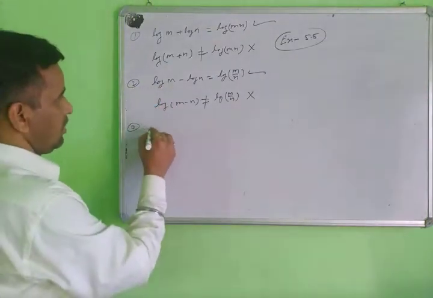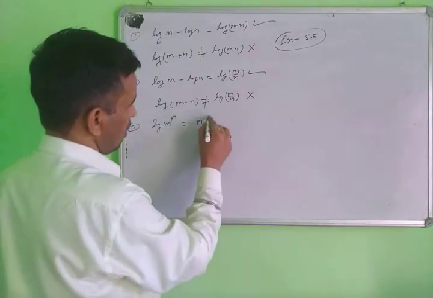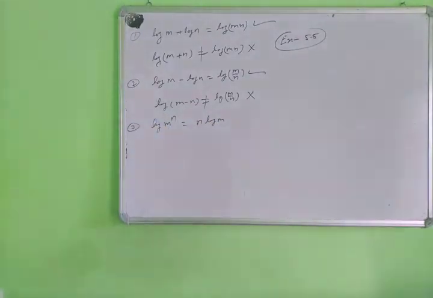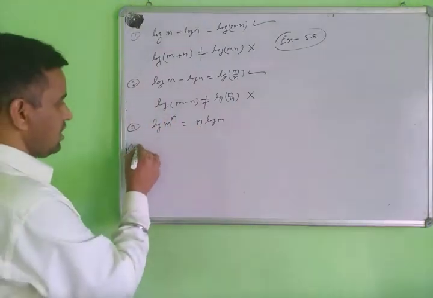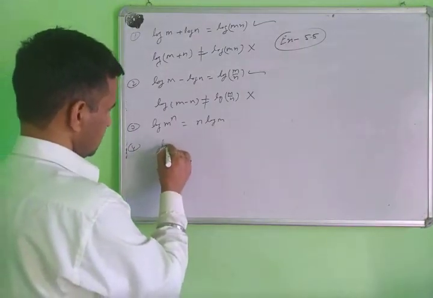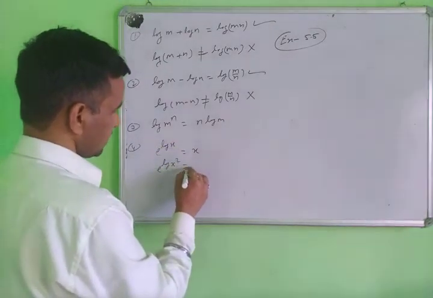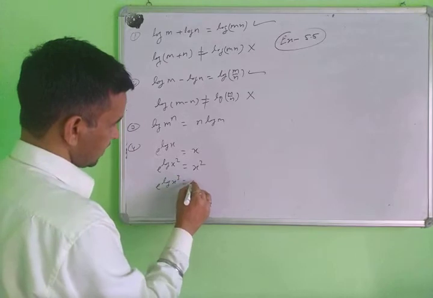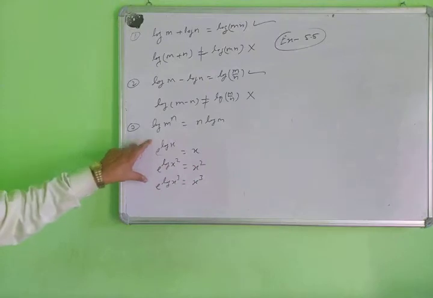Third, log of m whole power n, you can write as n log m. This power is converted into a multiplier. This n comes in this form. Fourth, sometimes, suppose you write log base e of e to the power x. You can directly write x. Likewise, e to the log x square, you can write directly x square. Suppose you have log x cube, then you write directly x cube. So these are the four important identities.